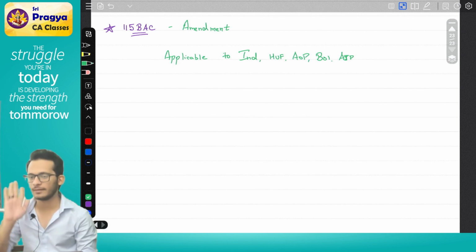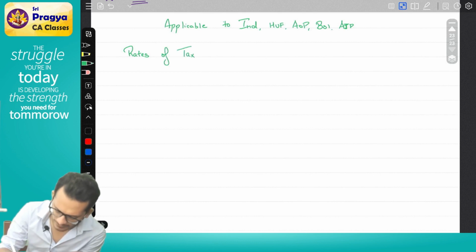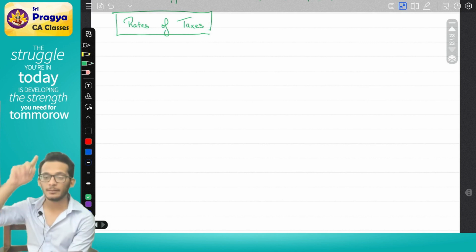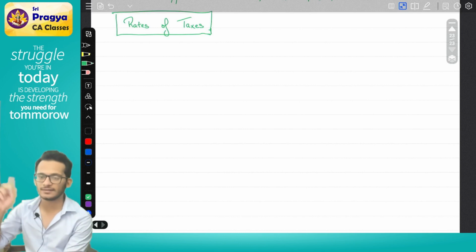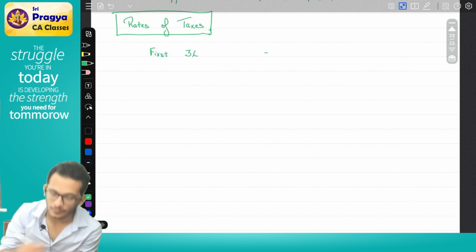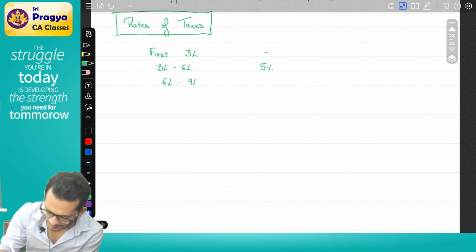Second, they came and said, I am also changing the rates of taxes. They will change the whole rates itself. You have the slab rate model. For your normal regime, what is the slab rate? Up to 2.5 lakhs, 0; 2.5 to 5, 5%. Here they said, for the first 3 lakhs, it is 0. Then from 3 lakhs to 6 lakhs, it is 5%. Then 6 lakhs to 9 lakhs, it is 10%.